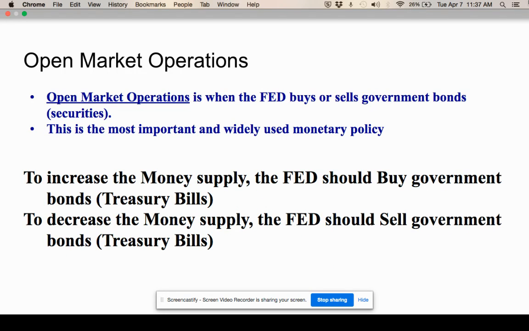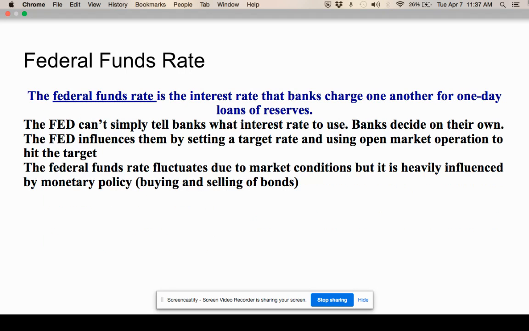All right. Open market operations is when the Fed buys or sells government bonds. Again, to increase the money supply, the Fed should buy bonds, big money. To decrease the money supply, the Fed should sell government bonds, sell bonds, small money.